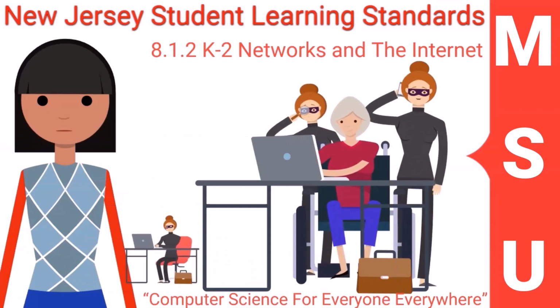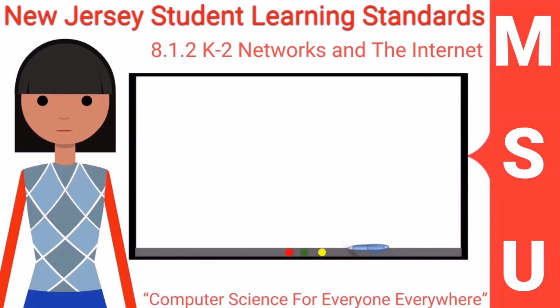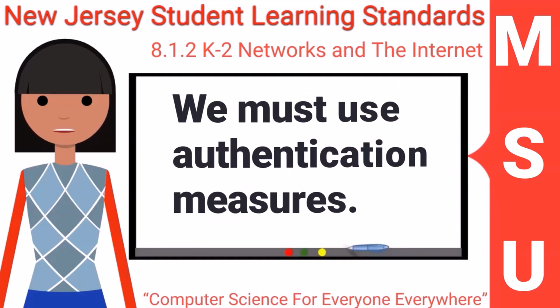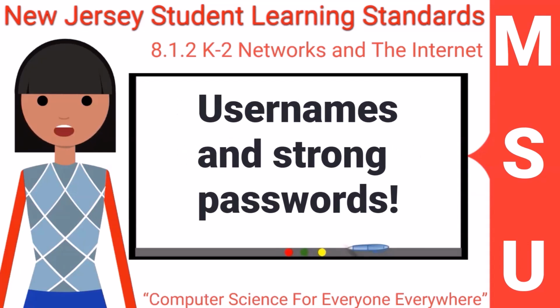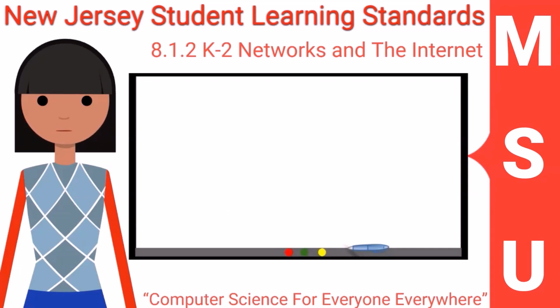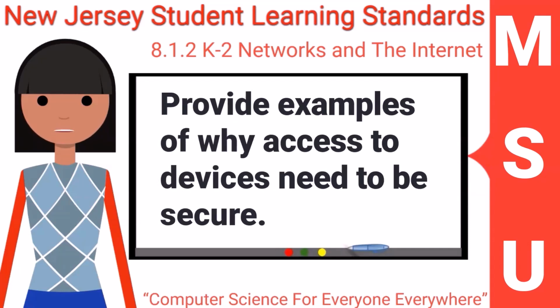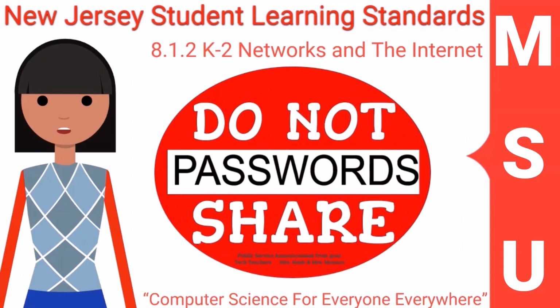Why it is important to use safeguards to protect ourselves and our personal information or data. We use authentication measures like usernames, strong passwords, fingerprints, and facial recognition to help identify ourselves. Provide examples of why access to devices needs to be secure. Explain why password information should not be shared.